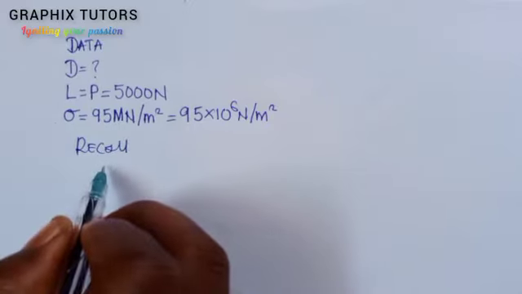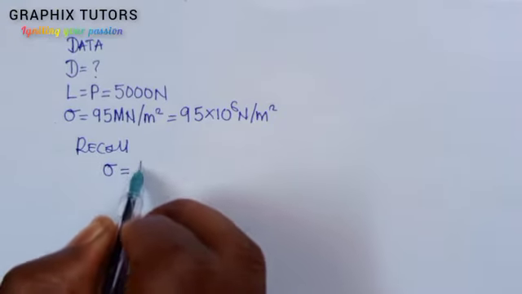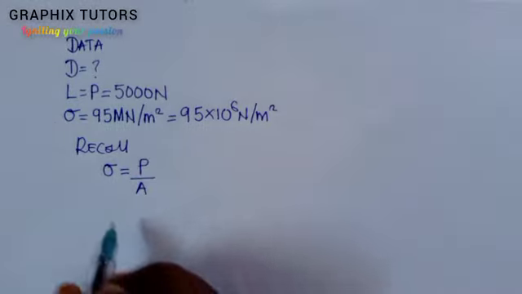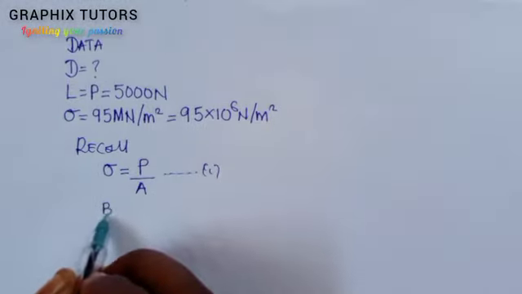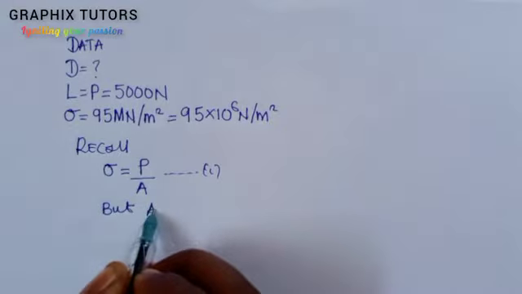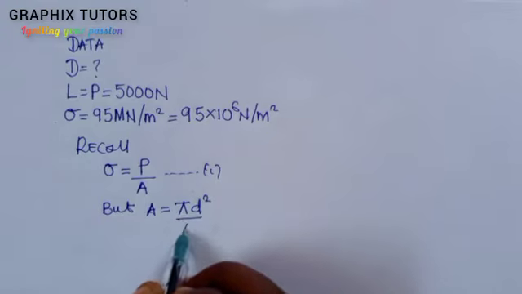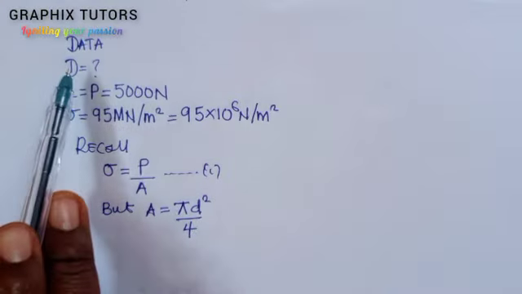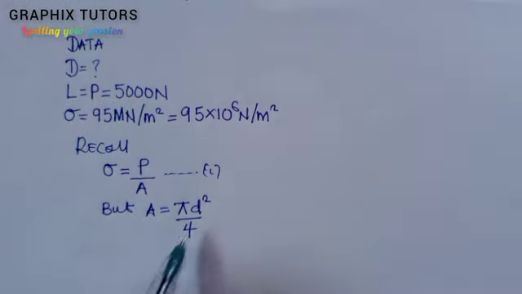Now what you do is recall, stress is given as the force over the area. I'll call this equation 1. But area is given as pi d square over 4. The reason why we're using pi d square over 4 is because we're given the diameter. So the bar we're talking about here is cylindrical in shape.